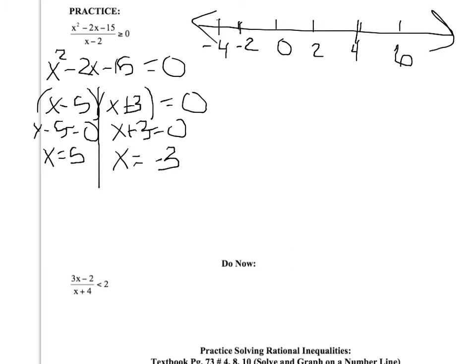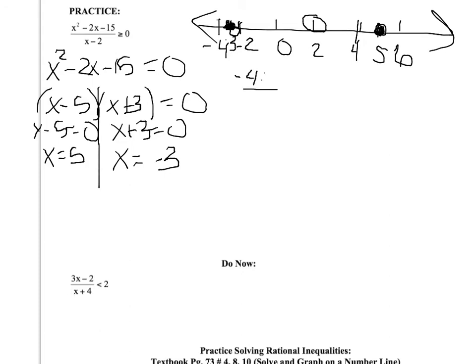And I am going to use a closed circle at 5. I'm going to use a closed circle at negative 3. And where my denominator is a 0, which is when x is equal to 2, you should use an open circle. Always open circle where your denominator would equal 0. Now we have to pick test points. So I'm going to start by picking a test point less than negative 3. So I'm going to plug negative 4 into my equation.